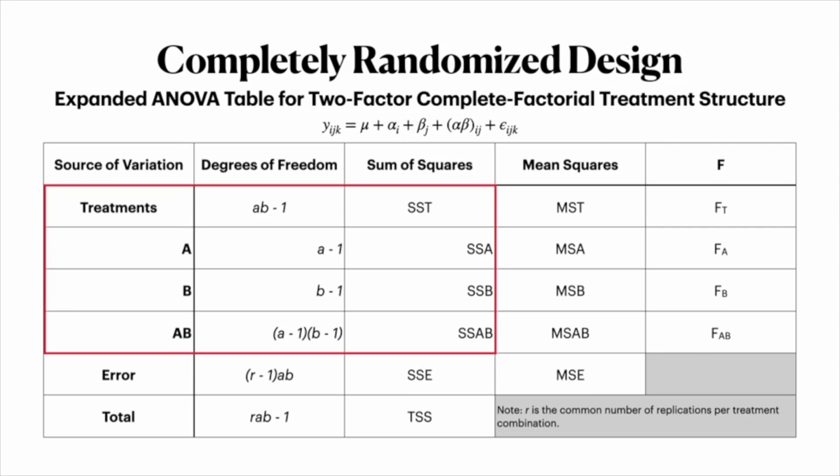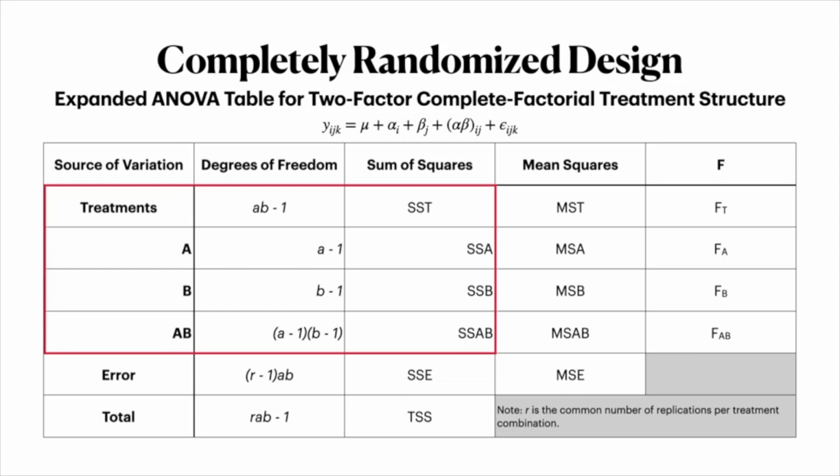Notice that in the F column, we have multiple F statistics. So we have F sub t, that is the F test statistic for testing the overall significance of treatments. We know how to calculate that. We would have calculated that in that basic or condensed ANOVA table. We also have F sub A, the test statistic for testing the significance of the A main effect. We have F sub B, which is the test statistic for testing the significance of the B main effect. And finally, we have F sub AB, the test statistic for testing the significance of the AB interaction.